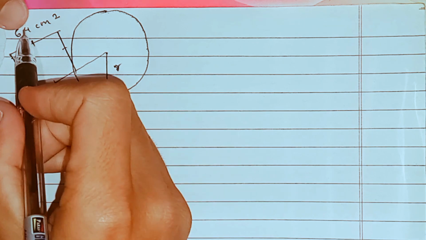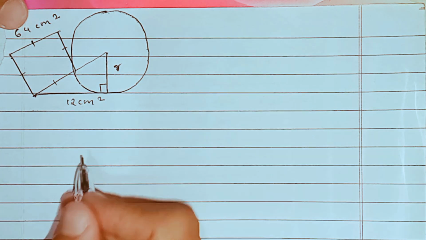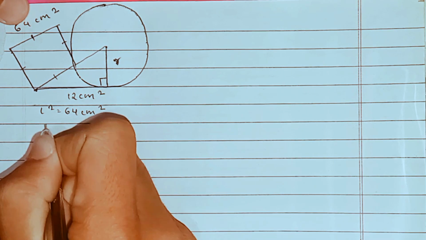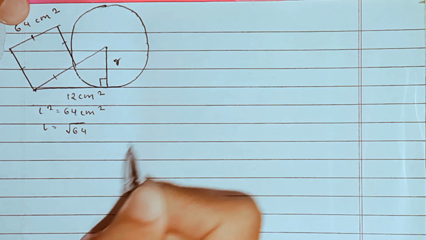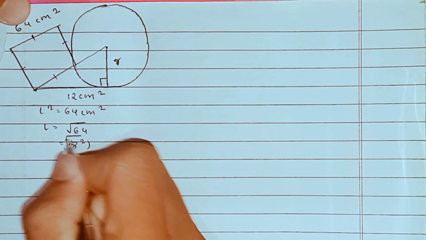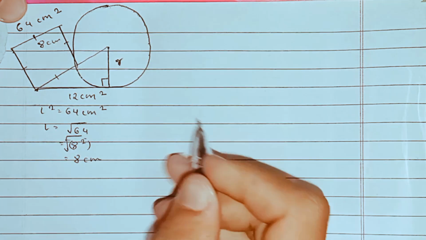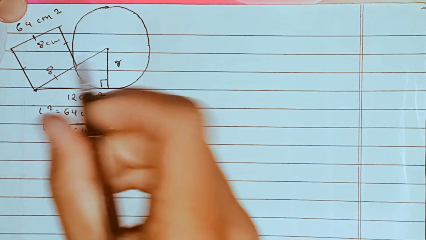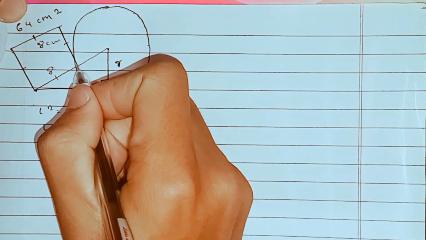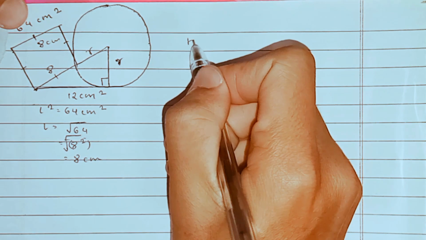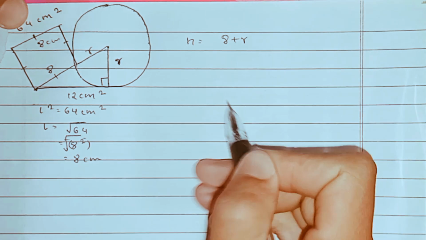So this is a square whose area is 64 cm square. Now we know that the area of a square is L square, so L square is equal to 64 cm square. So L equals the square root of 64, and we know that 8 square is 64, so the answer is 8 cm. So this is a square of side 8 cm. The property of the square is that all the sides are equal, so this will also be 8 cm, and this is a circle of radius r, so this portion will also be radius r. So the hypotenuse will be 8 plus r.